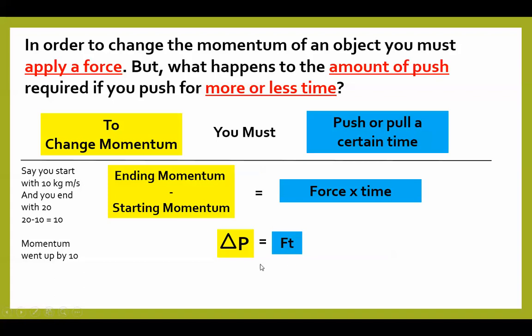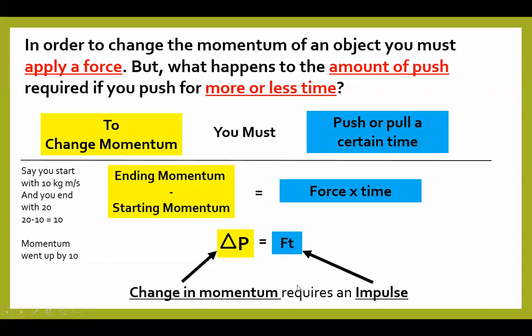So I want you to please label these things. The left side, we call that the change in momentum requires, and this is what impulse is. So when I ask you to solve for the impulse, it means solve force times time. So if I push on a car with 300 newtons of force for 10 seconds, 300 times 10 is my impulse that I've added to the car. And that impulse will tell me how much the momentum is going to change.